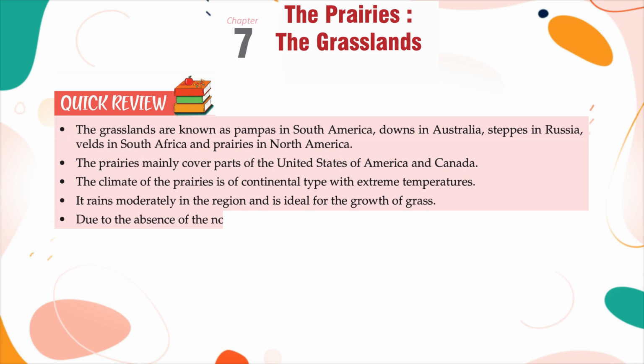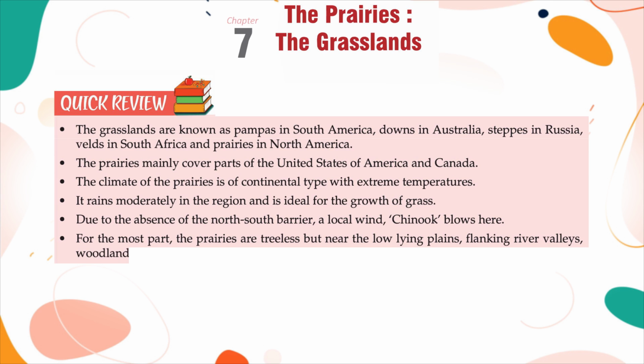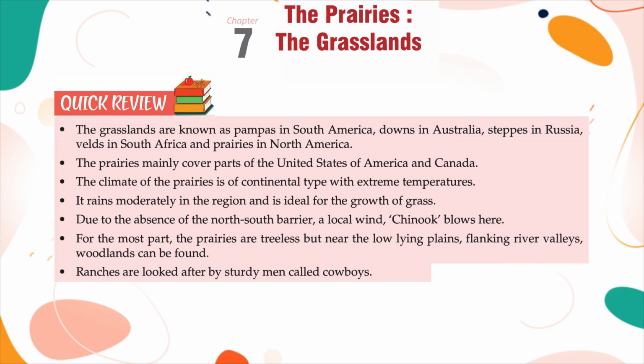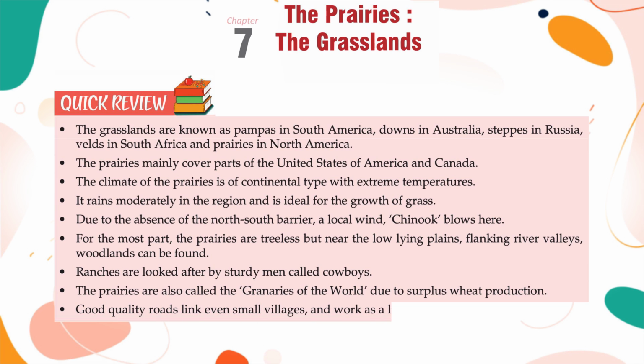Due to the absence of the north-south barrier, a local wind, Chinook, blows here. For the most part, the prairies are treeless, but near the low-lying plains, flanking river valleys, woodlands can be found. Ranches are looked after by sturdy men called cowboys. The prairies are also called the granaries of the world due to surplus wheat production. Good quality roads link even small villages and work as a lifeline for the economy.